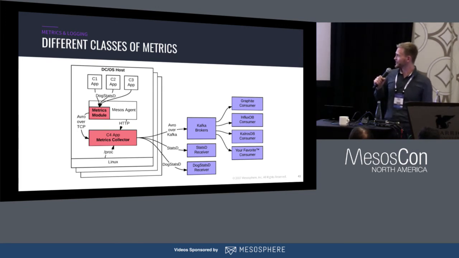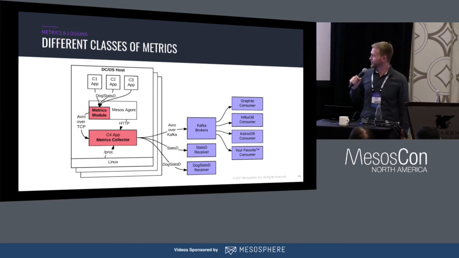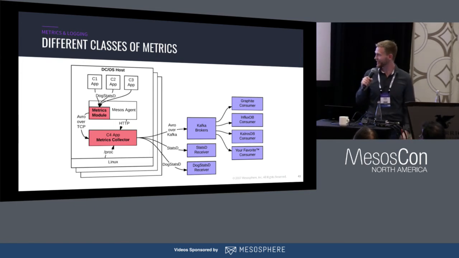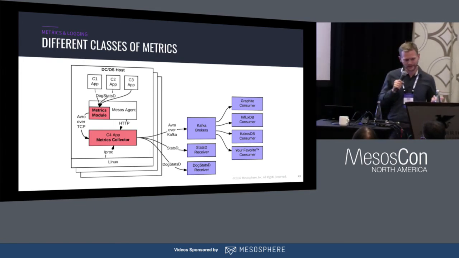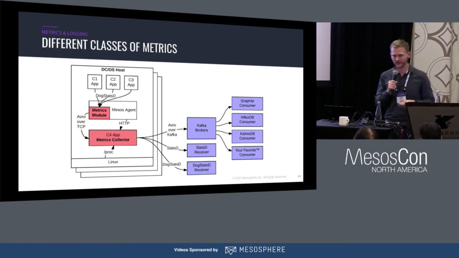But there are loads of different types of metric. This is an attempt to explain the architecture of the metrics project itself, calling out the three different types, which are metrics from the node, metrics from the containers running in Mesos, and metrics from the apps running inside those.